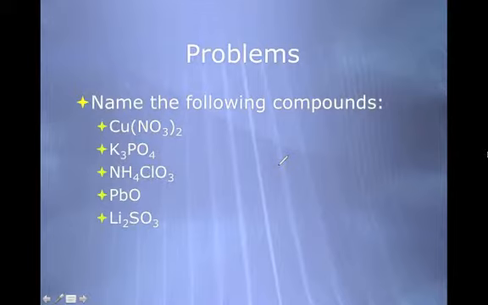So let's do a bunch of problems here. We're going to name these compounds. What would the name be? Copper. And then we need to look up NO3. Nitrate. Now look at copper on your ion chart. What do you notice about copper? Oh, we need a Roman numeral.